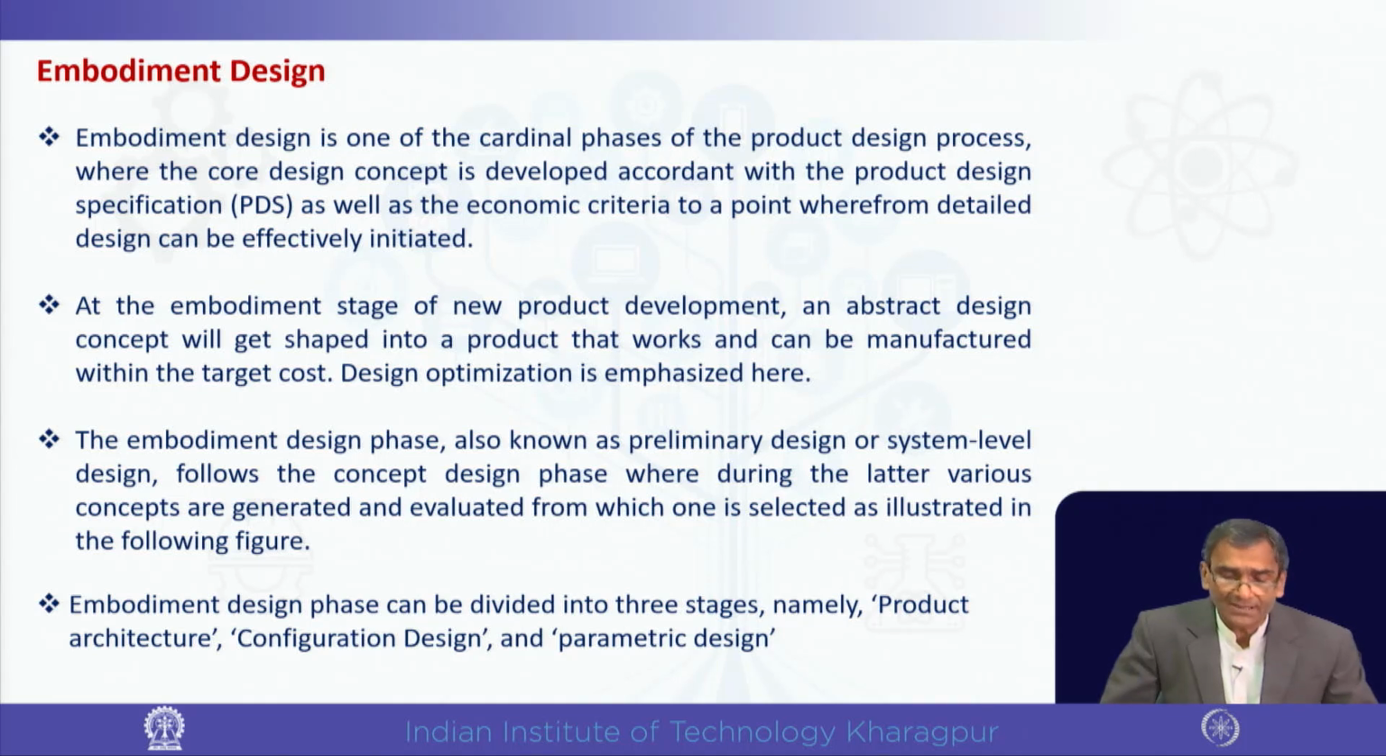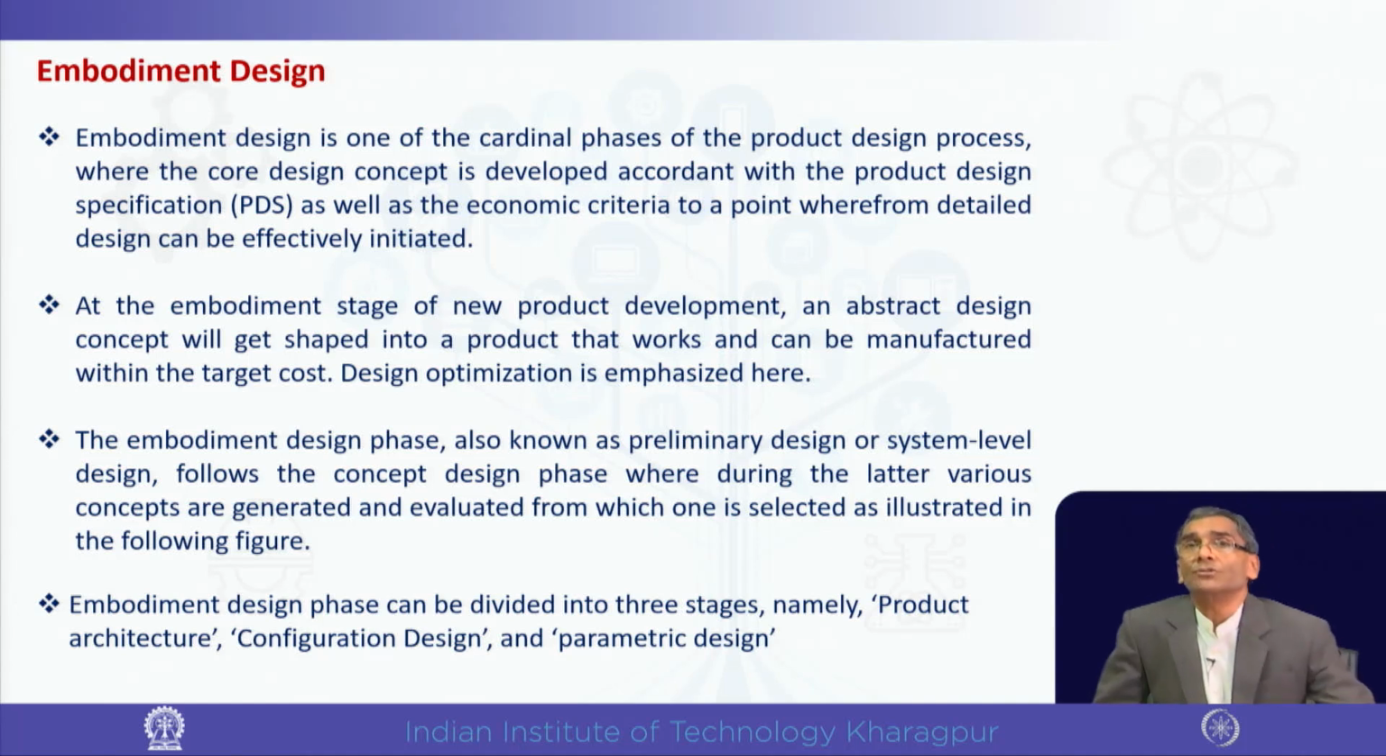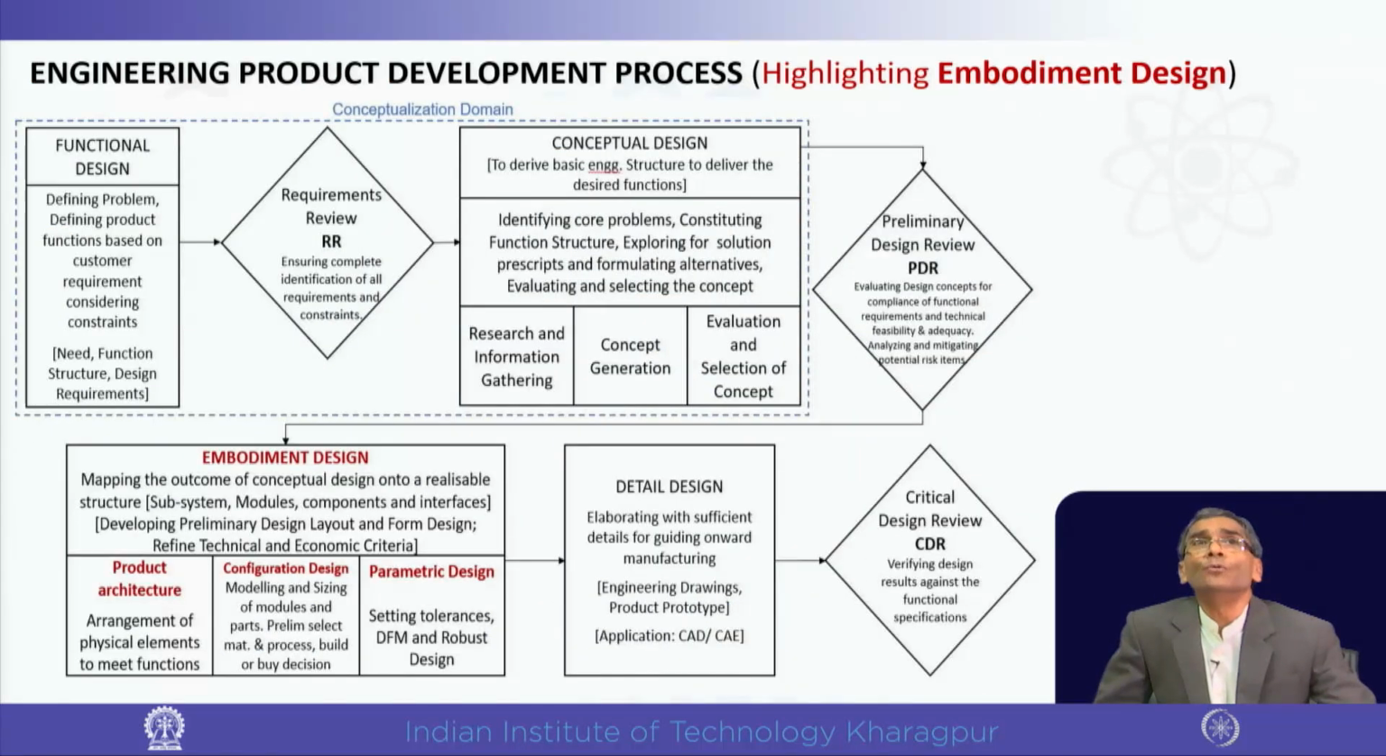The embodiment design phase is also known as preliminary design, system design or system level design. It follows the concept design phase. In the concept design, the last part is concept selection. So, just after concept selection the embodiment design begins. The embodiment design phase can be divided into three stages, which I have already mentioned. So, we will go to the individual parts.